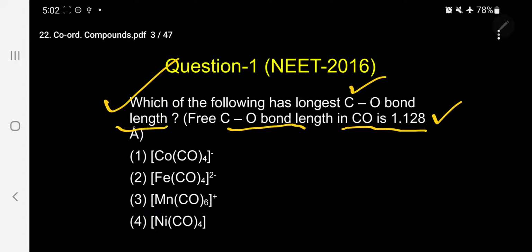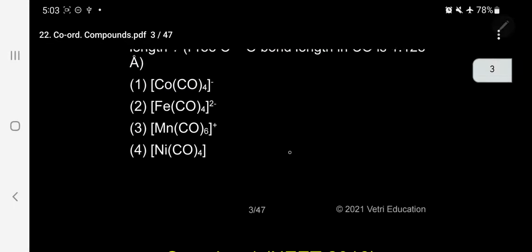So what they are asking, among the four given below, option A, Co(CO)4 minus 2, Fe(CO)4 2 minus, Mn(CO)6 plus, nickel(CO)4 neutral. Among these, which of the following has the longest CO bond? So how to identify the correct answer? Let me discuss, kindly follow.